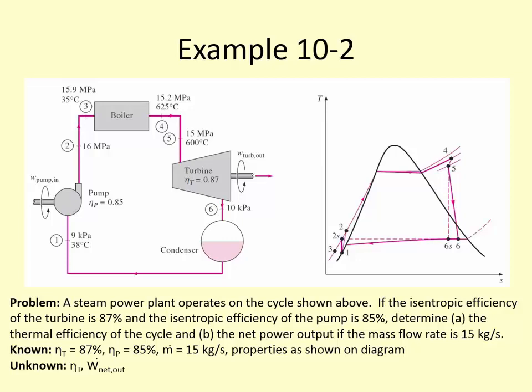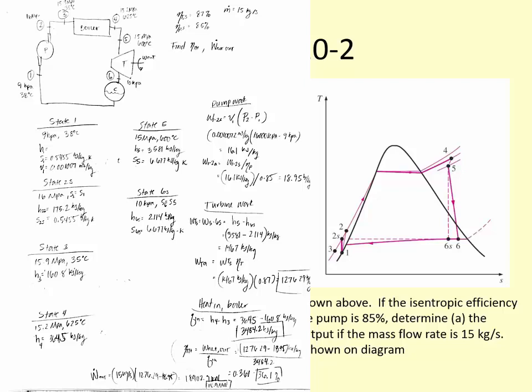So state 1, we find specific volume is 0.001007 meters cubed per kilogram, and S1 is 0.5455 kilojoules per kilogram Kelvin. At state 2, S2 is equal to S1, and H2 isentropic is going to be equal to H1 plus the work of the pump in, the isentropic work of the pump in. State 3, we can find the enthalpy pretty easily because we're given a pressure and temperature. So H3, based on the temperature of 35 degrees Celsius and 15.9 megapascals, we can interpolate on the table to find it's 160.8 kilojoules per kilogram.